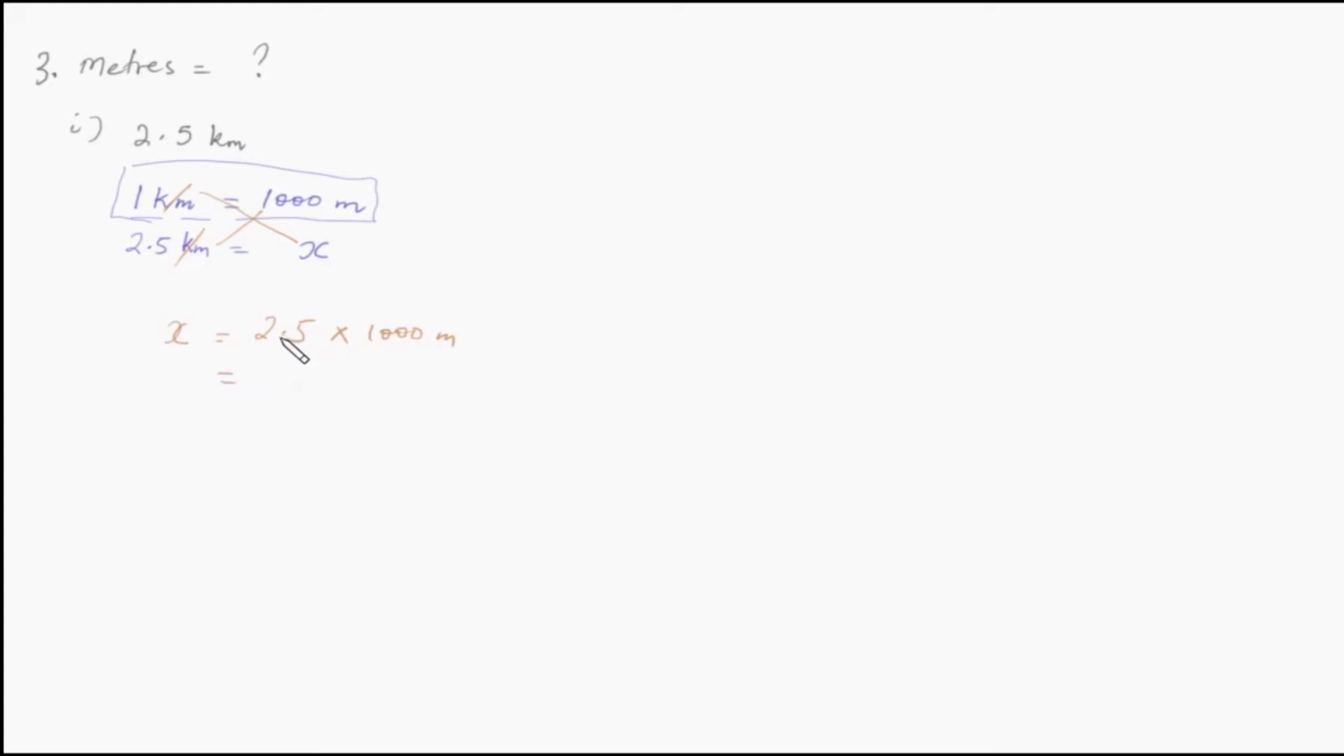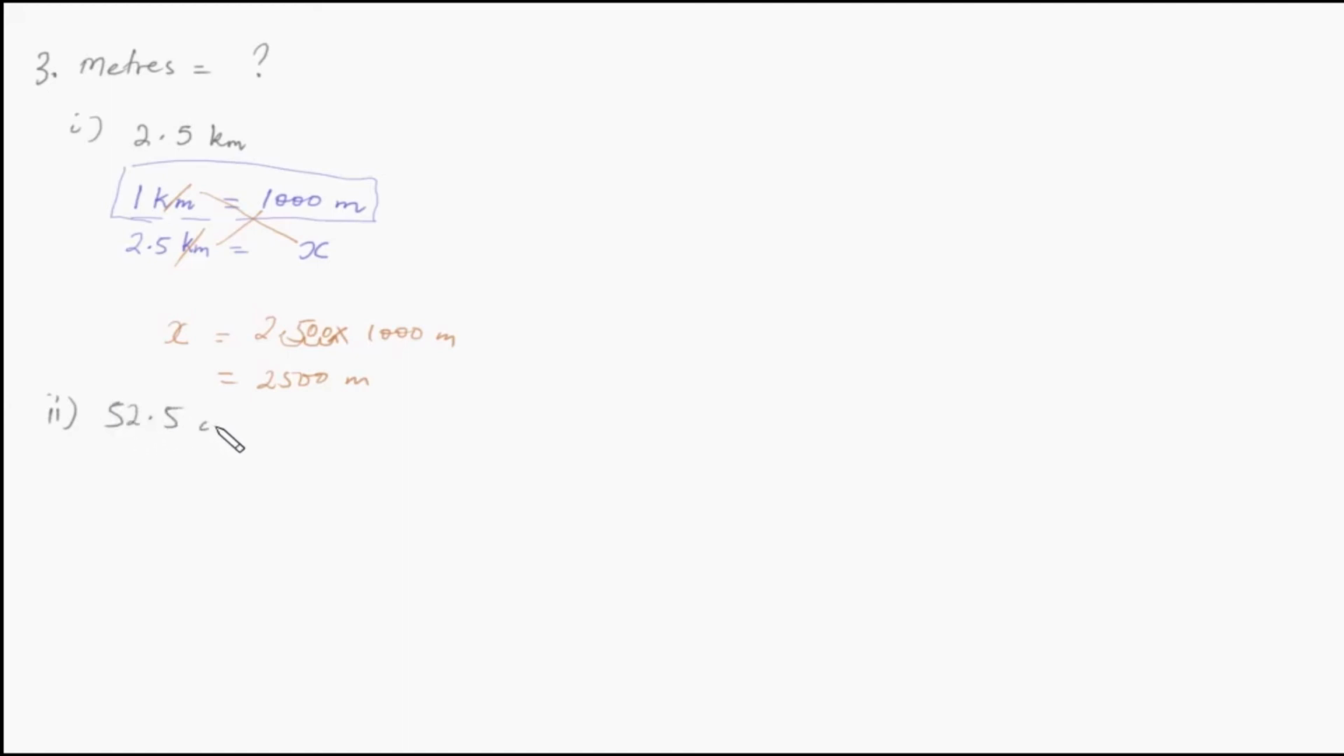We are going to move the decimal point 1, 2, 3 times. So we are going to put a 0 here, 0 here. So that is 2500 meters. Okay? As simple as that.